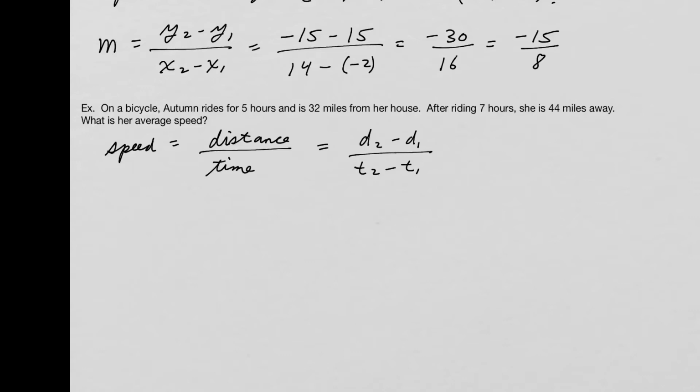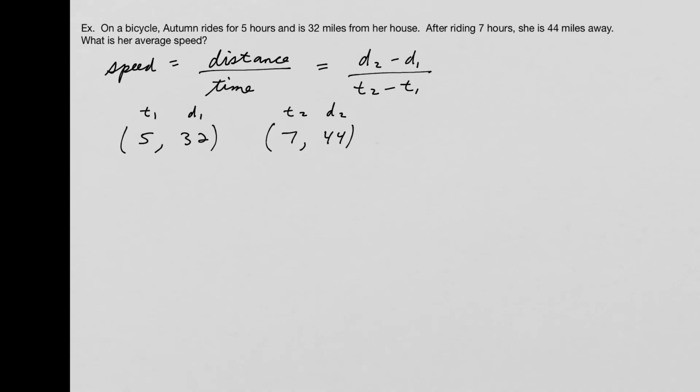Well, if we look at the information in the problem, right, we know that at 5 hours, her position is 32 miles from the house. So you can think of this as like T1, D1. And then at 7 hours, she's 44 miles from the house. So this is like T2, D2.